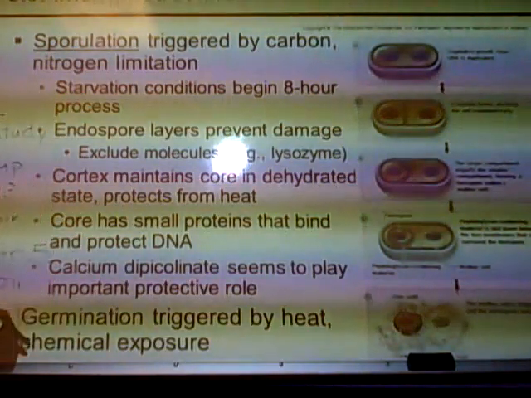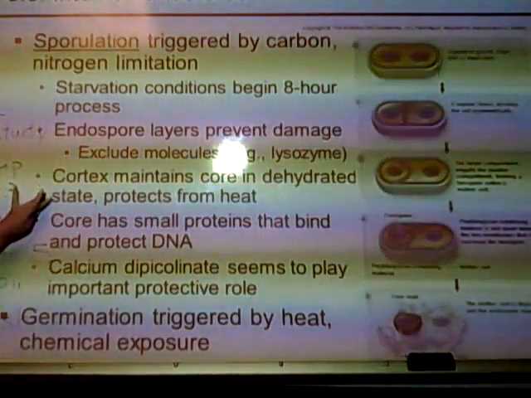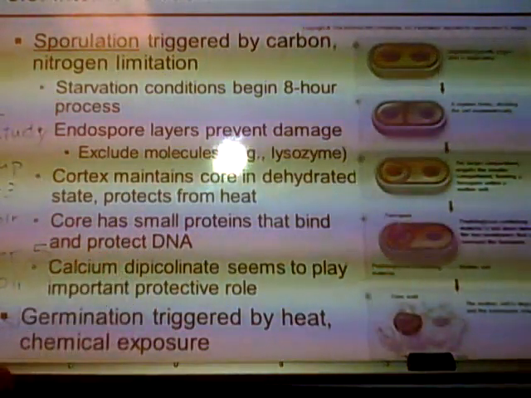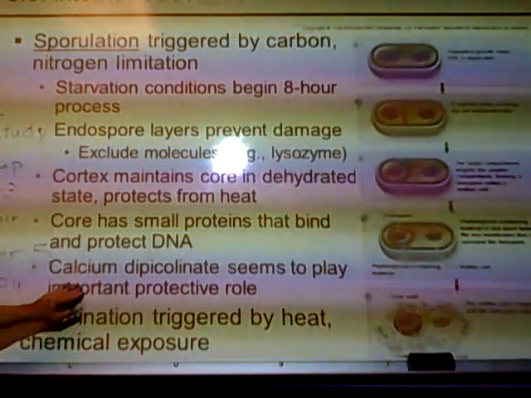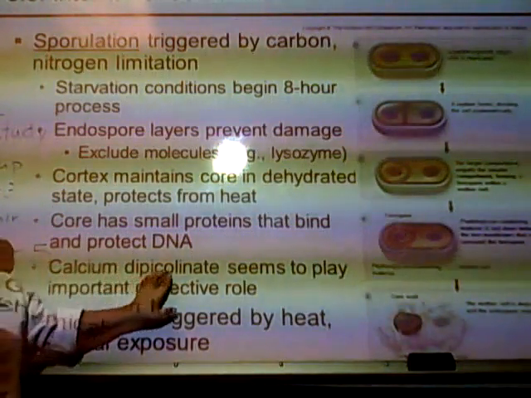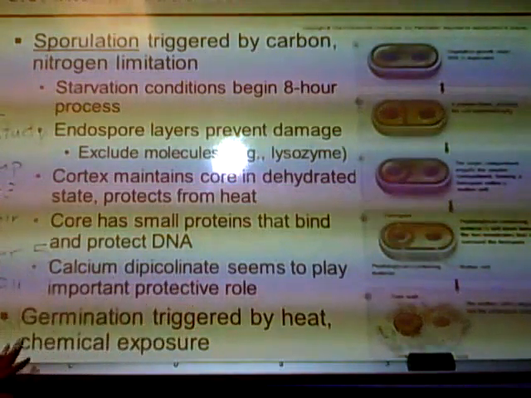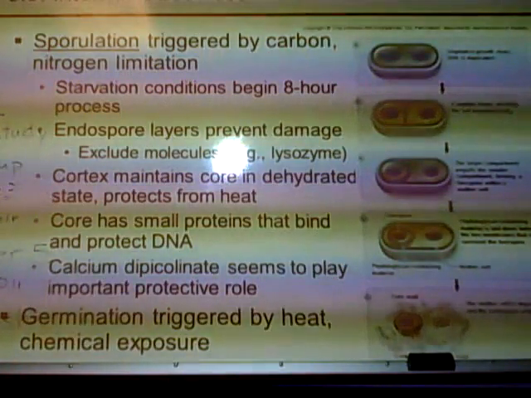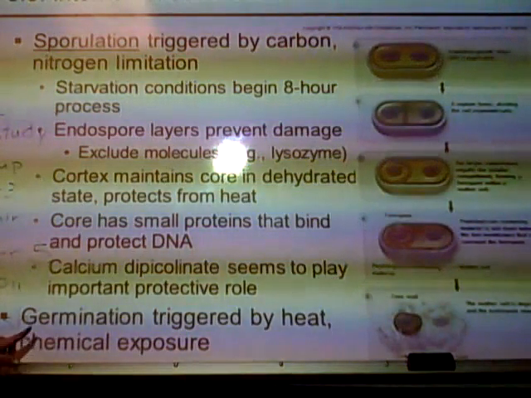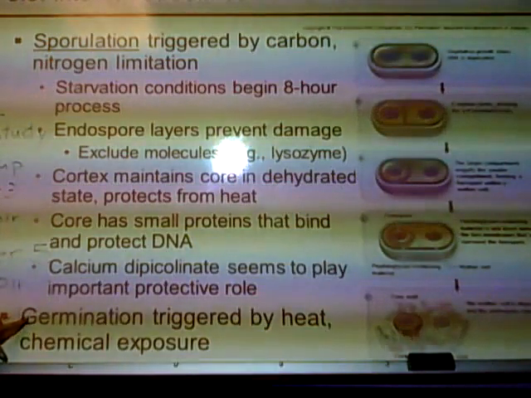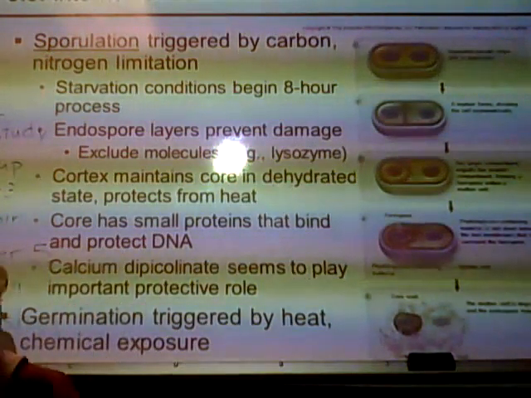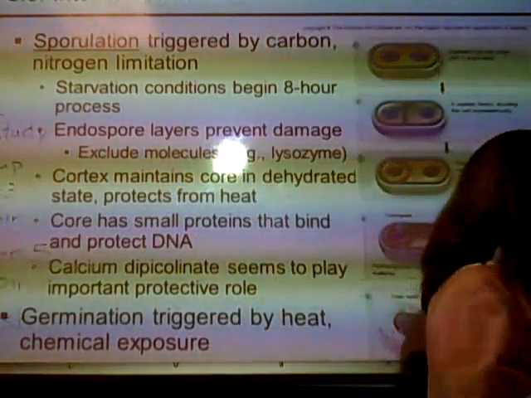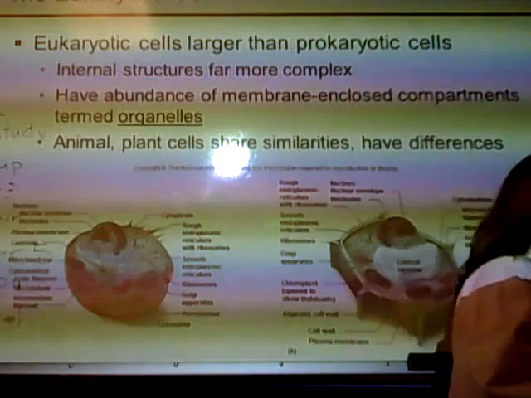Okay, it's got a cortex around the outside, protected from heat. And then it also has proteins that are going to bind onto the DNA itself and protect the DNA. Okay, then it also has this calcium dipicolinate. Right, and that is also going to be protecting the DNA and not let it be destroyed. Okay, and then the germination is going to be triggered by heat or chemical exposure. Basically telling it, okay, the nutrient levels are supposed to be right again, so go ahead and start being vegetative.